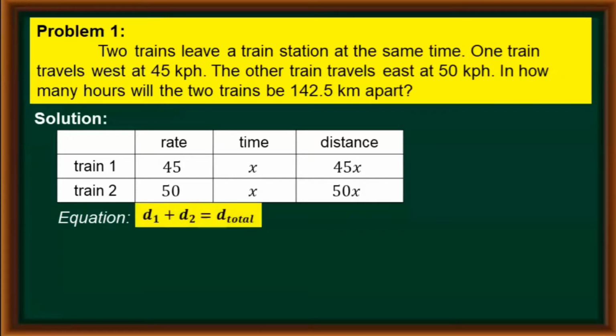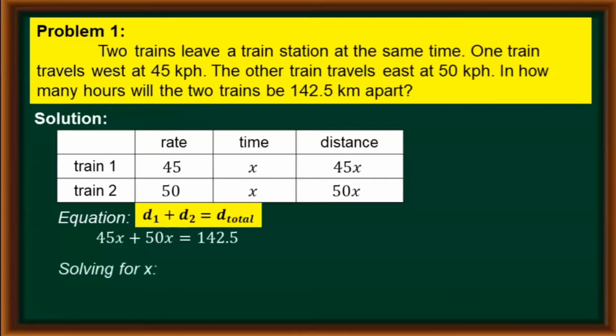We have distance 1 plus distance 2 is equal to the distance total. So distance 1 for train 1, we have 45x. We add that to the distance 2 for train 2, which is 50x. And the total distance, according to the problem, is 142.5 kilometers. So our equation would be 45x plus 50x is equal to 142.5.